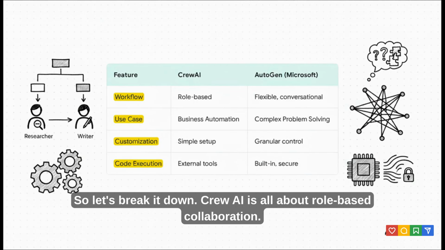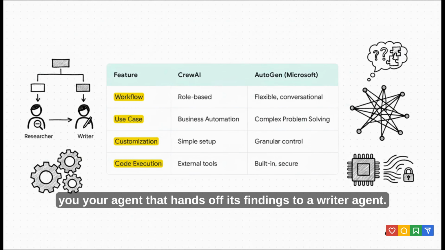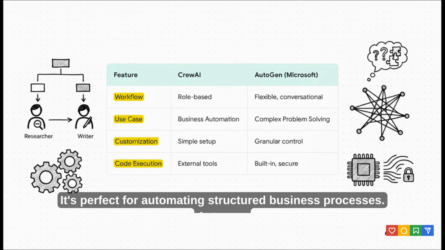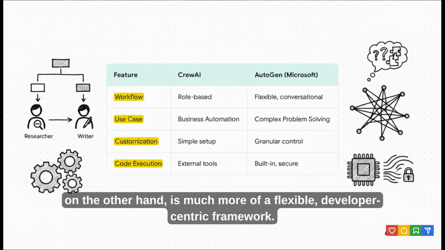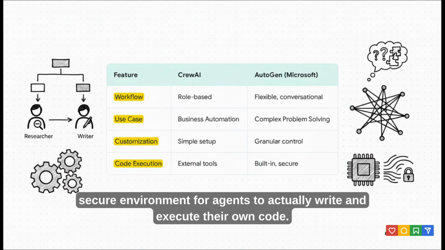Crew AI is all about role-based collaboration. You literally define a researcher agent that hands off its findings to a writer agent. It's perfect for automating structured business processes. AutoGen, on the other hand, is much more of a flexible, developer-centric framework. It gives you very granular control, and its killer feature is a built-in, secure environment for agents to actually write and execute their own code.